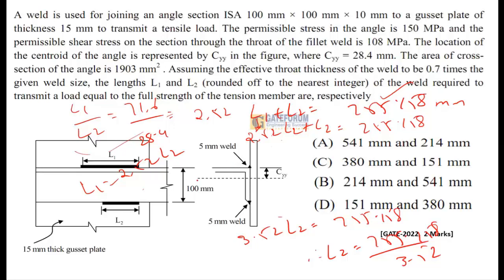Therefore L2 is 214.53 mm. If you want to round it to the nearest integer, that is 214. So my L2 is 214, and by substitution my L1 will be 514 mm. So for this problem, option A is the correct answer. Thank you. Problem is solved.